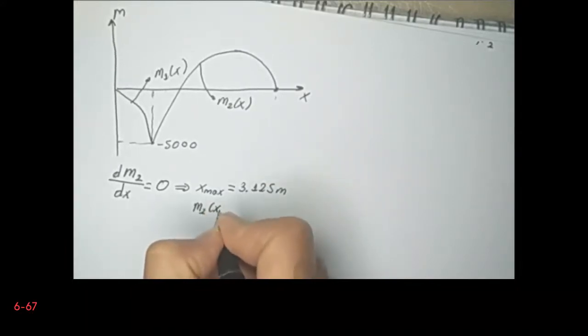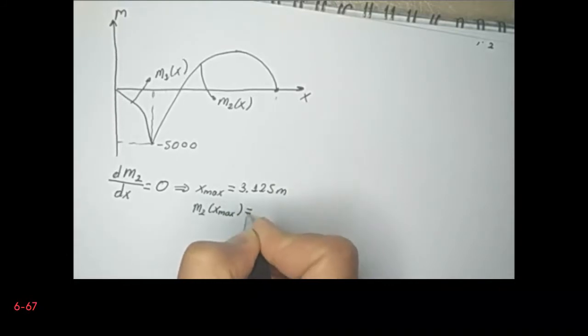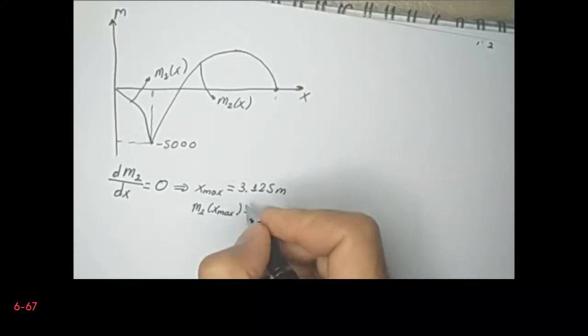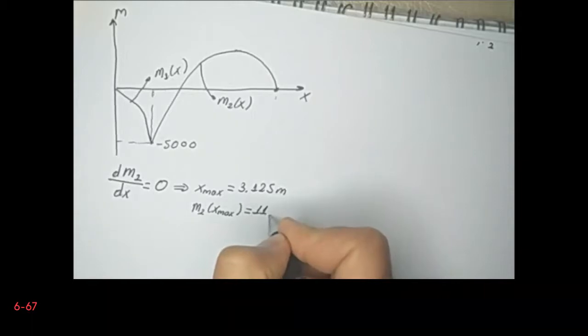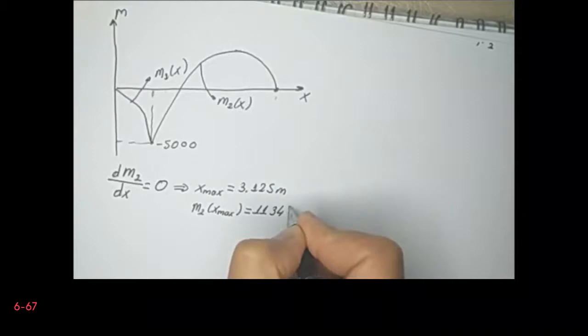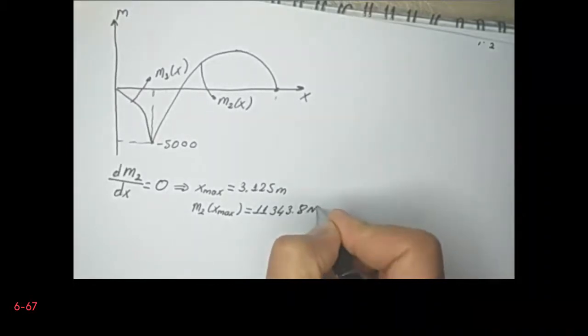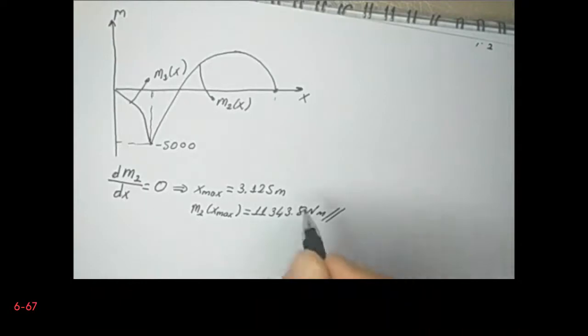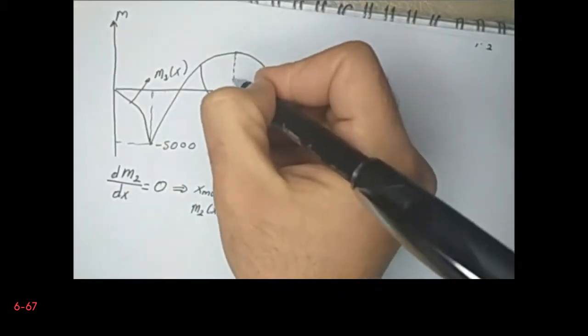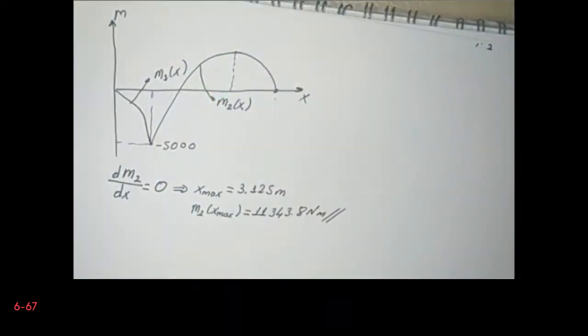maximum moment is then M2 at x maximum, and this gives us 11,343.8 Newton meters. Now this value is greater than minus 5,000, therefore the maximum stress occurs at the point where we see the maximum bending moment.